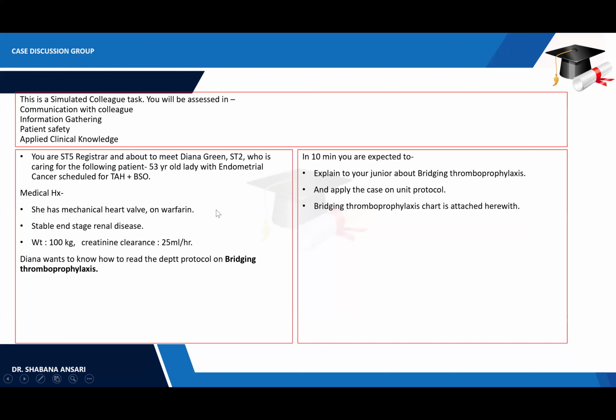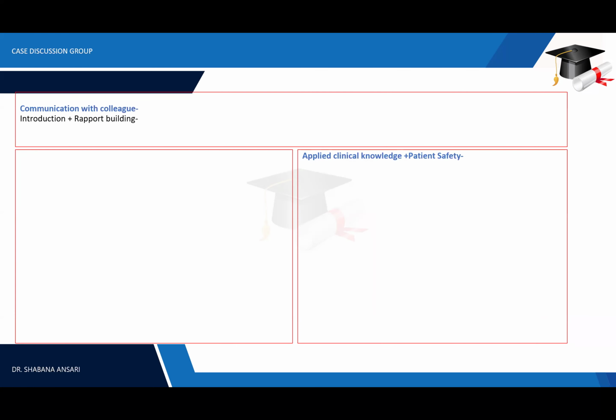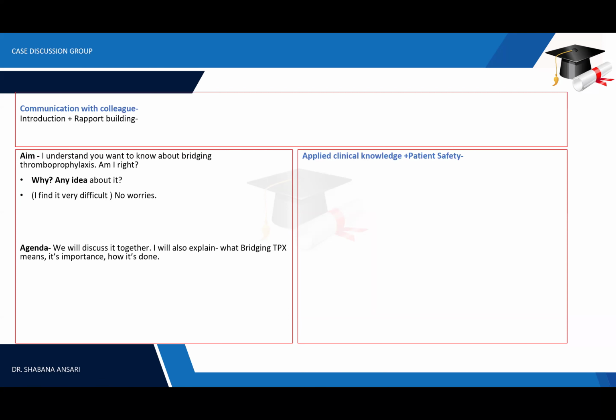Applied clinical knowledge: how we are doing the bridging, and when we are stopping the warfarin. Then for the bridging, what will be the dose of the heparin? And again, when we are going to restart the oral anticoagulant, if there's still a risk of bleeding, then yes, the patient will be having the thromboprophylactic dose of heparin. We can give that. INR is very, very important. All right, since it's a teaching station, your introduction and communication is absolutely fine.